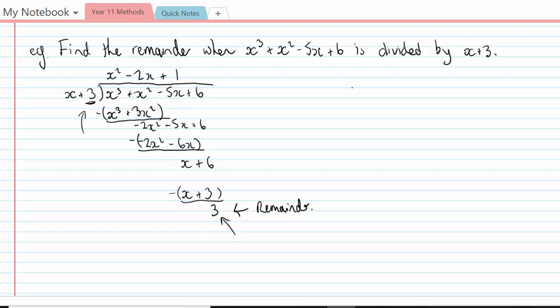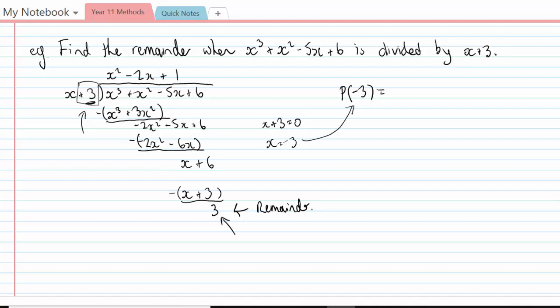So have a look at what happens if I do this. If I go p of negative 3. Now this negative 3, it's the opposite of whatever this is. It's really, you could consider it as if we had, say, x plus 3 equaling 0, then if we were to solve that, we would get x equals negative 3. So that's what we put into there.